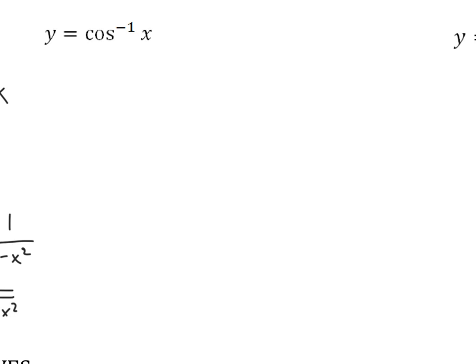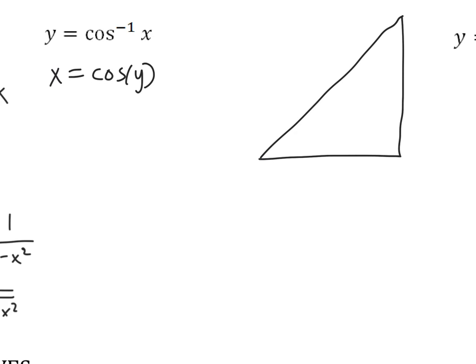And so the first thing I'm going to do is rewrite this as a regular function as x is equal to cosine of y, okay? Given a trig function, I can draw a right triangle here. Here's my right angle, here's my angle y. Cosine of y is equal to x over 1, the adjacent side over the hypotenuse. And by the Pythagorean theorem, we'll get the opposite side, which is the square root of 1 minus x squared, okay?